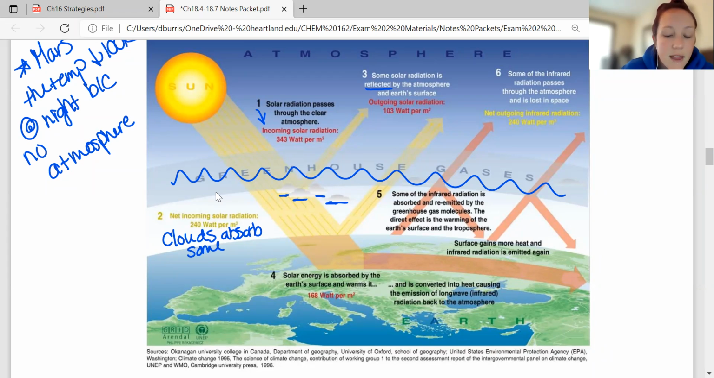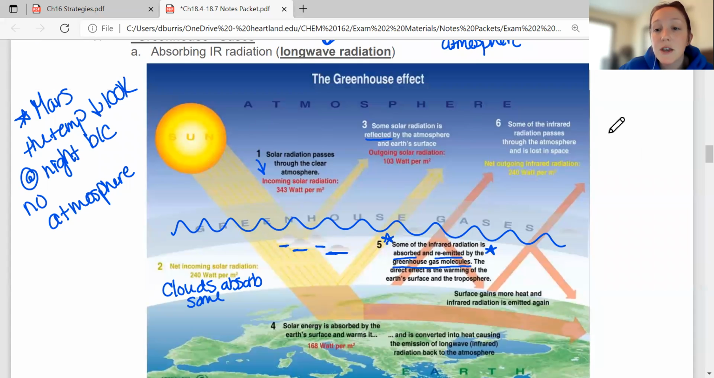And then we've got number 5, some of the infrared radiation is absorbed and re-emitted by the greenhouse gas molecules. This is why greenhouse gases are important, but can cause more warming than what we want. So they absorb and then re-emit different wavelengths. This is what we're going to talk about, this step right here. Now what also happens, some of the infrared radiation passes through the atmosphere and is lost to space.